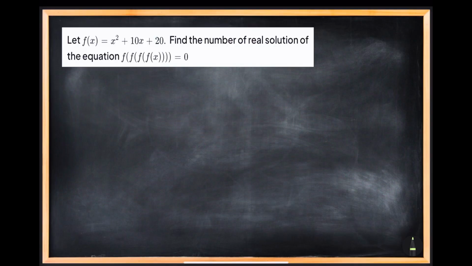So we got this situation to handle. Let f of x equals x square plus 10x plus 20. Find the number of real solutions of the equation.